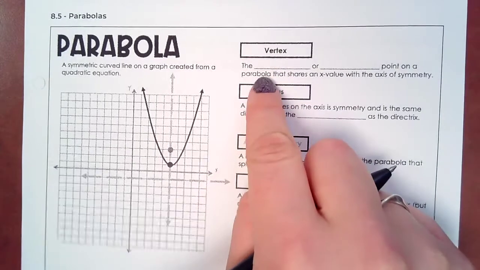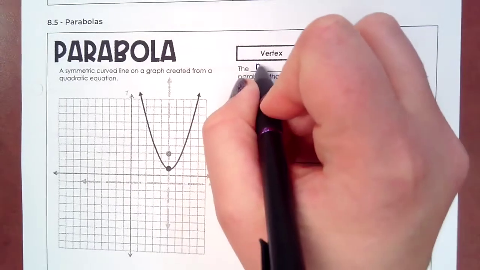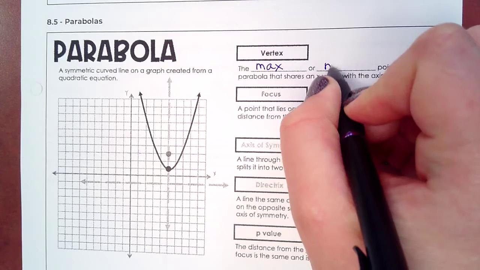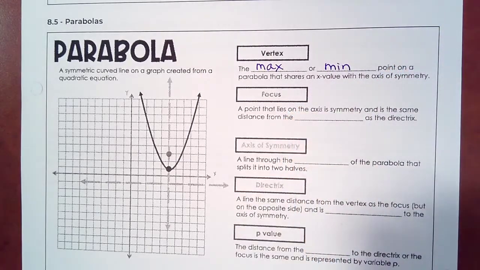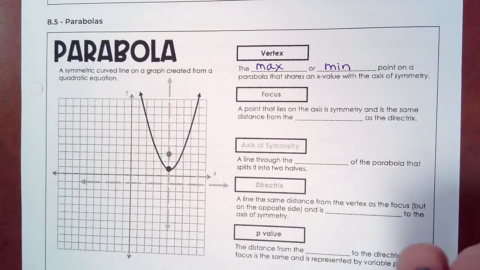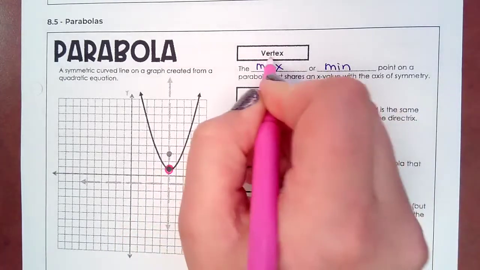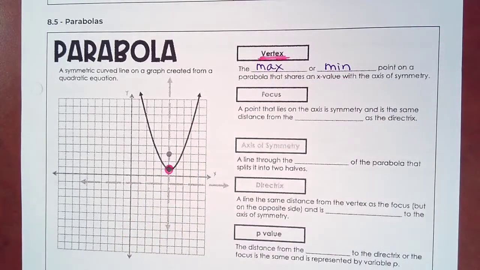Okay, the vertex is like the turnaround point. It's going to be the maximum or the minimum point on a parabola. It shares the x value with the axis of symmetry. So the vertex is this point here. You may want a highlighter if that helps you organize your work.